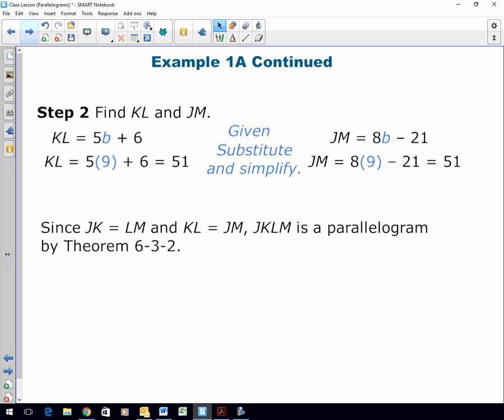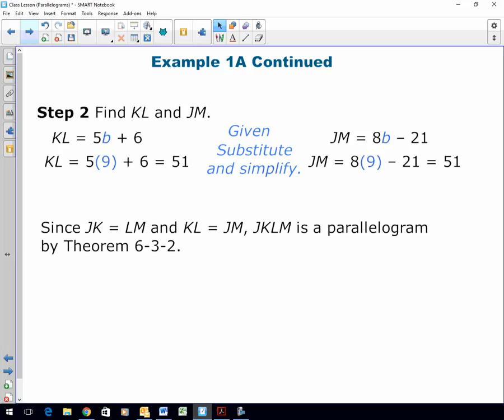And they are. Okay? Substitute 9 in for B. You see that you can't just stop after one, though, right? Because that's the big teaching point. You've got to prove both pairs of sides are congruent.